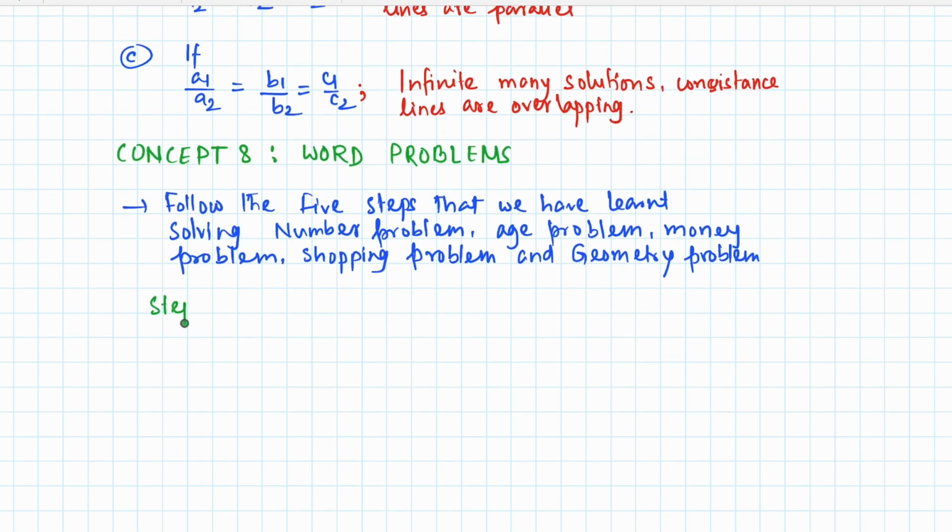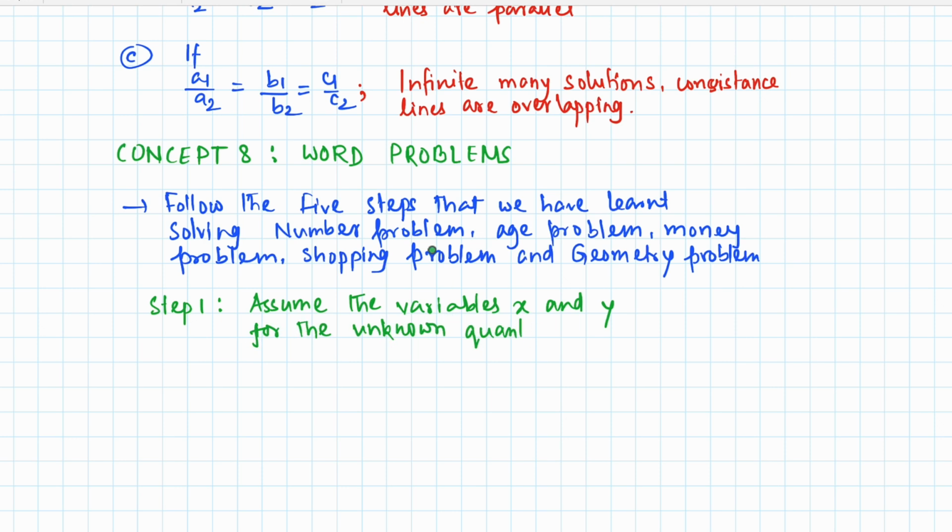So follow the 5 steps that we have learned: solving the number problem, age problem, money problem, shopping problem, and geometry problem. There are more problems which we're going to take in the upcoming videos. Step 1, assume the variables x and y for the unknowns. So this is the first important thing. We have to set the variables for those unknowns which we have to find out.